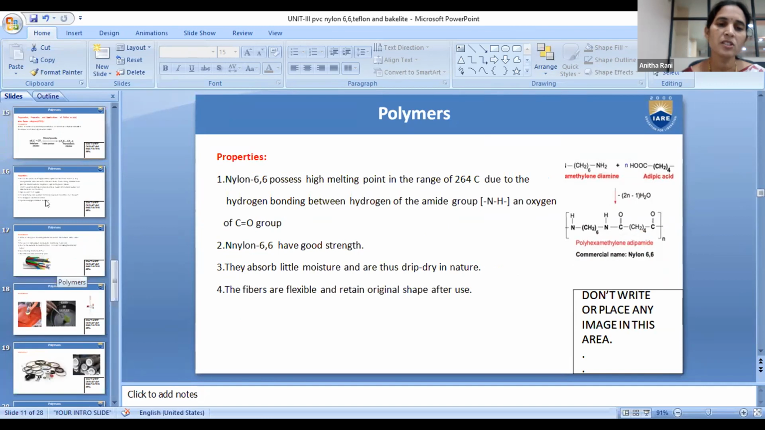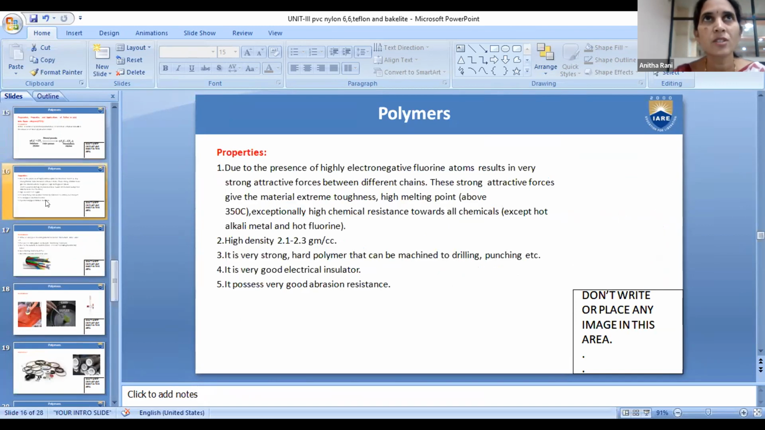So, 3 polymers we discussed: preparation, properties, uses. 350 degrees centigrade. What is the melting point of PVC? 148 degrees. Nylon 66? 264 degrees. Teflon? 350. So Teflon has good electrical insulating property.